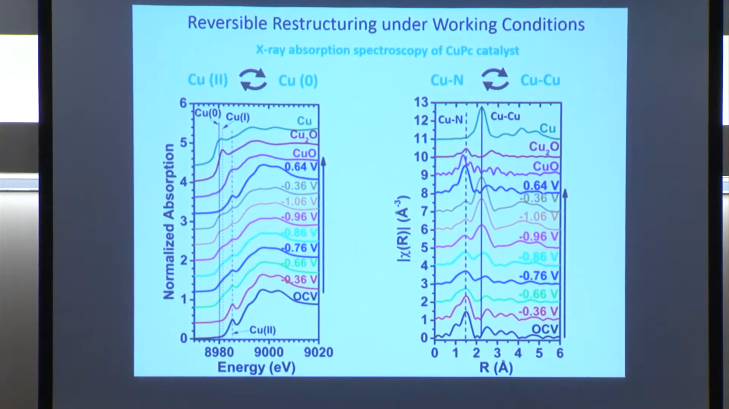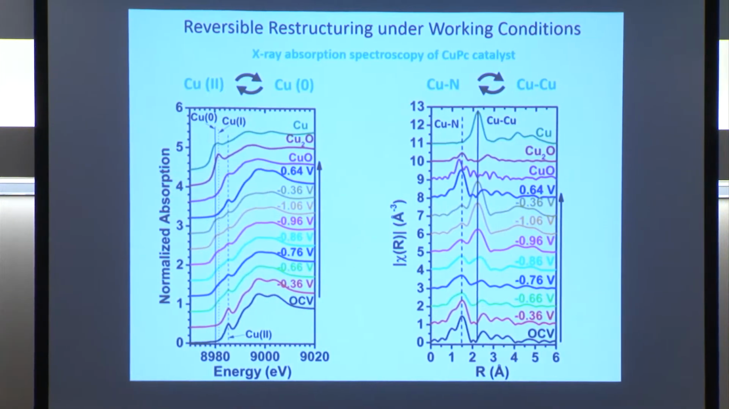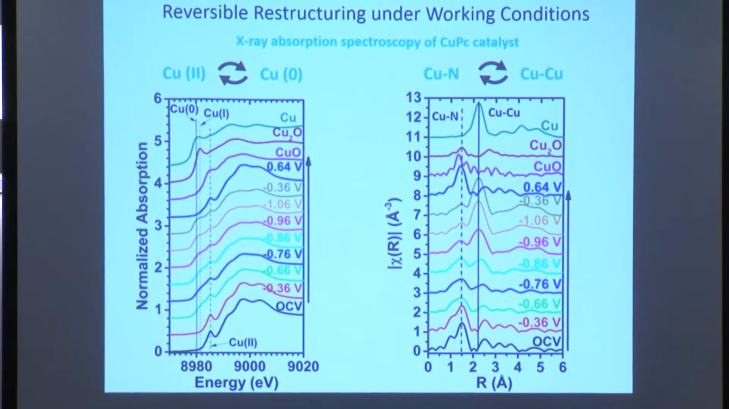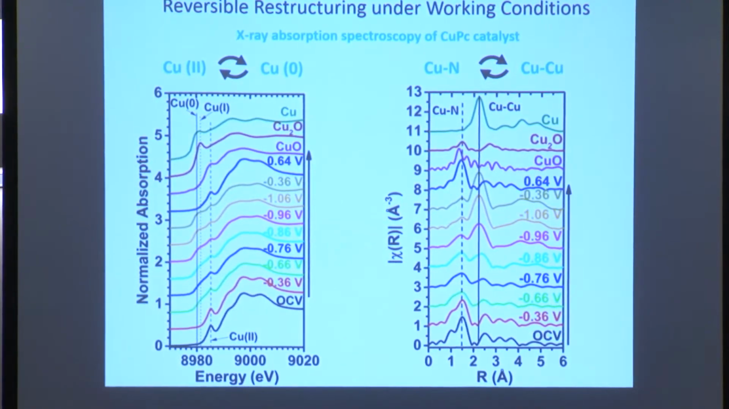So we did X-ray absorption spectroscopy under electrochemical conditions, in collaboration with Professor Deng Xinfeng's group at Oregon State University. So we looked at the copper phthalocyanine structure, right, under electrochemical conditions. And the left one is the near edge X-ray absorption. So basically it tells you the electronic structure, the oxidation state, etc. Right? And to begin with, you get a copper 2+.